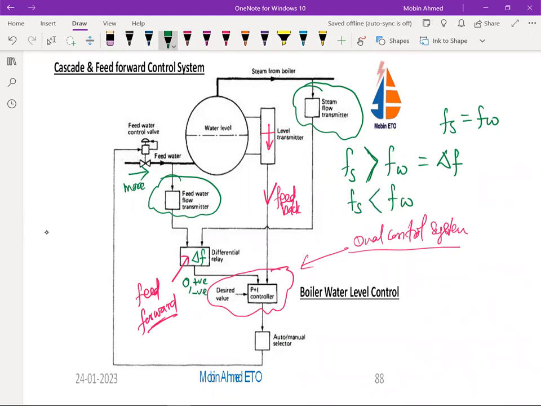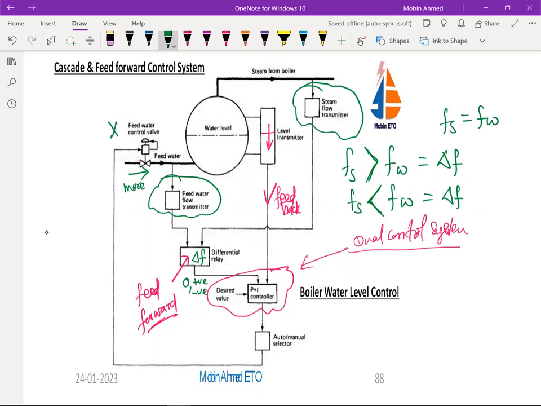Sorry, I have made it the wrong way. It's supposed to be this way. So the flow of steam is less than this one. Again, there is going to be a difference in the flow. Again, this will step in and it will say stop. Okay, do not feed the water more.